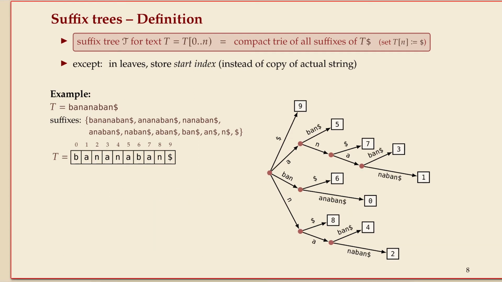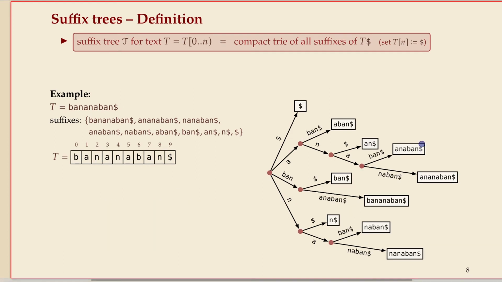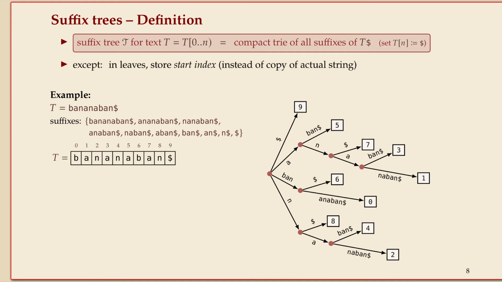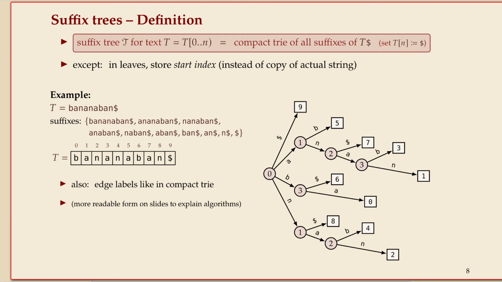Okay, so again, the three things. This is what you often want to write on paper so that you can work with it as a human. It has the explicit strings in the leaves, and it has the full labels on the edges. We don't really store the strings in the leaves. We store just the starting index, as I showed you in the example. And we also don't really store these edge labels. Instead, we just store the first character. Okay?